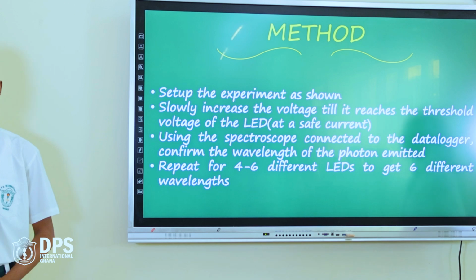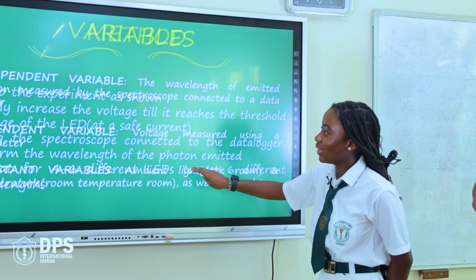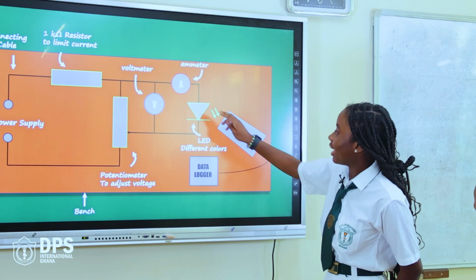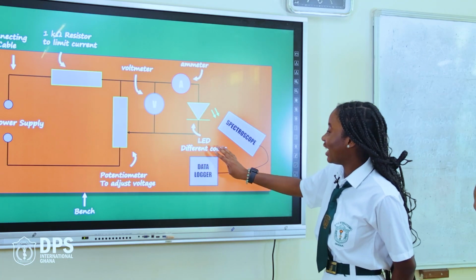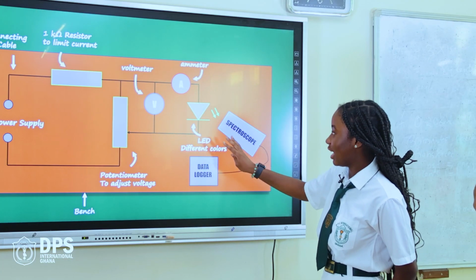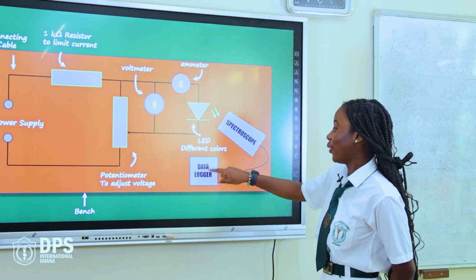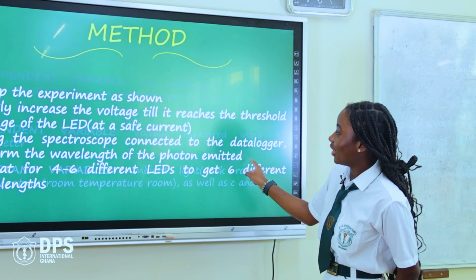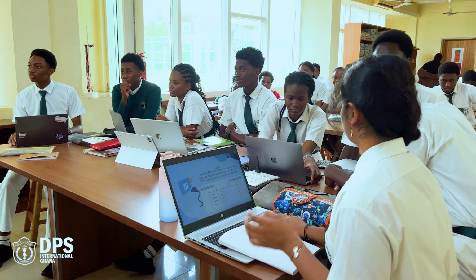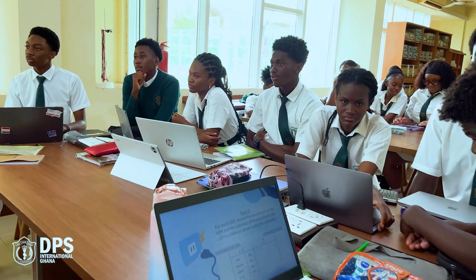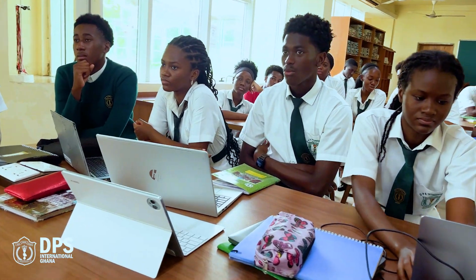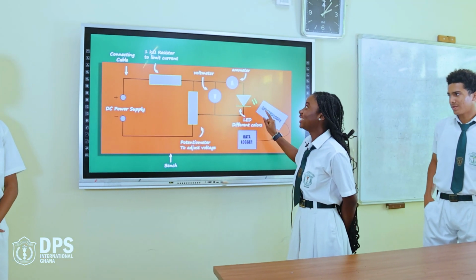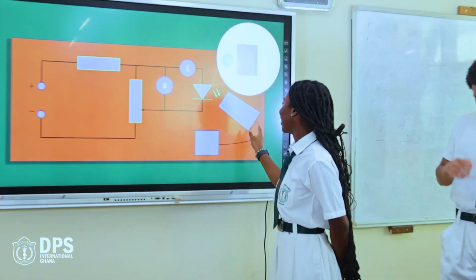Okay, so first you have to set up the experiment as shown. As you can see over here, the ammeter, the potentiometer, the LEDs with different colors, the spectroscope connected to the data logger. Then you have to slowly increase the voltage till it reaches the threshold voltage. So use the potentiometer over here to adjust the voltage till it reaches the threshold voltage.